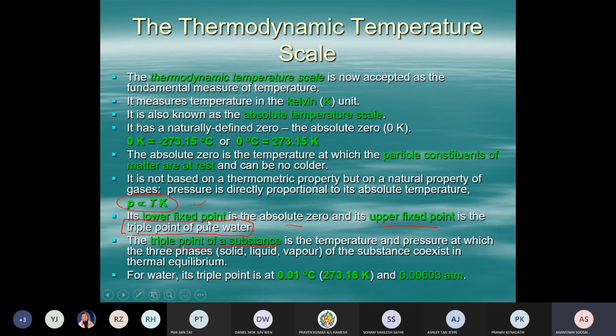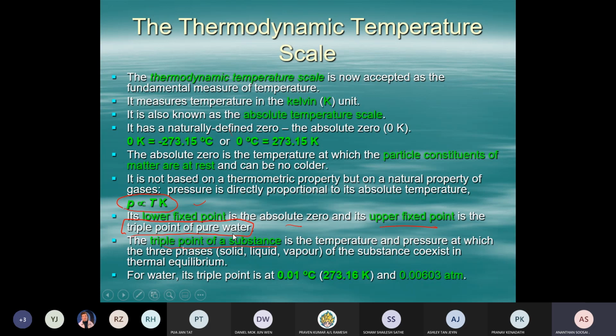The triple point of pure water. The lower fixed point, maybe you are quite familiar: 0 Kelvin, right? You learned in your O levels, when the kinetic energy of the particles becomes 0 Kelvin, the lower fixed point. The upper fixed point is maybe something new for you, never learned before. It's the triple point of water.